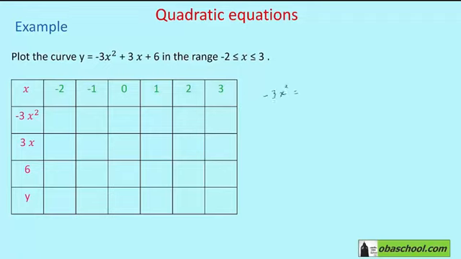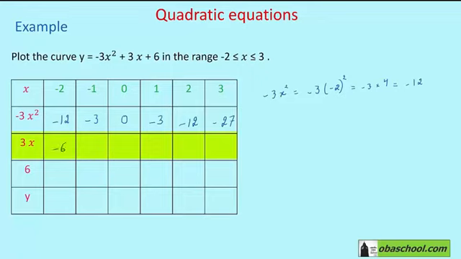Now for the first one, I'm going to do it right here on the side. Replace x by minus 2, so it's going to be minus 3 into minus 2 squared, which is basically minus 3 times 4, which is minus 12. Now for the next one, minus 1 squared is 1, 1 times minus 3 is minus 3, 0 times minus 3 is 0, 1 times minus 3 is minus 3, 2 squared times minus 3 is 4 times minus 3, which is minus 12, and 9 times minus 3 is minus 27.